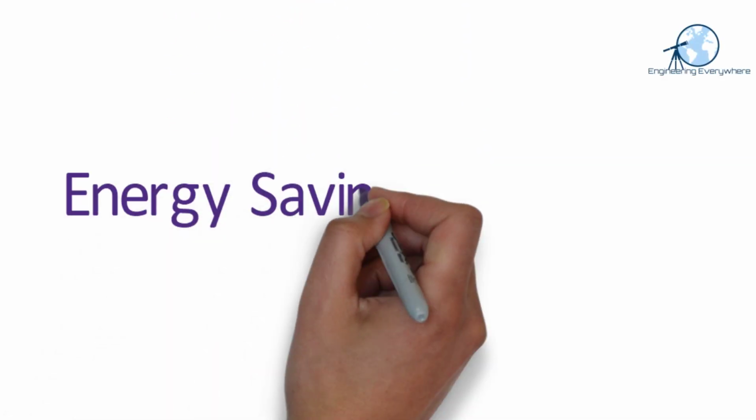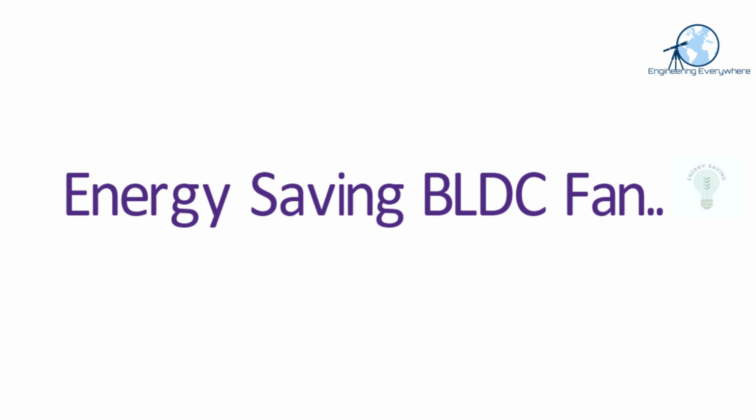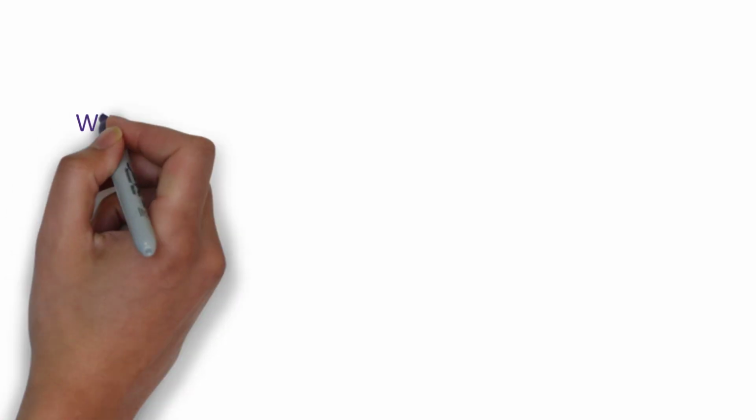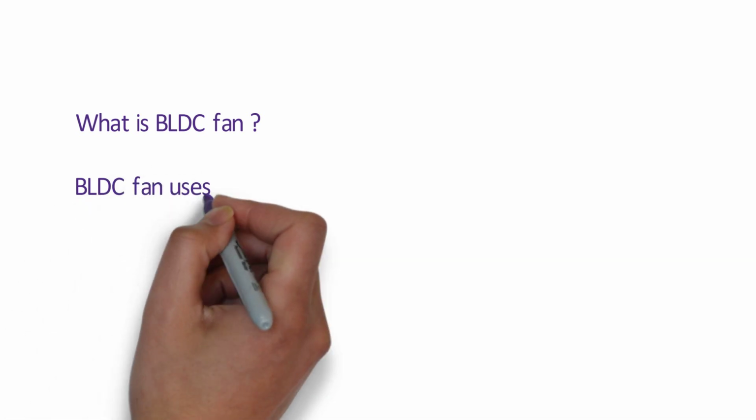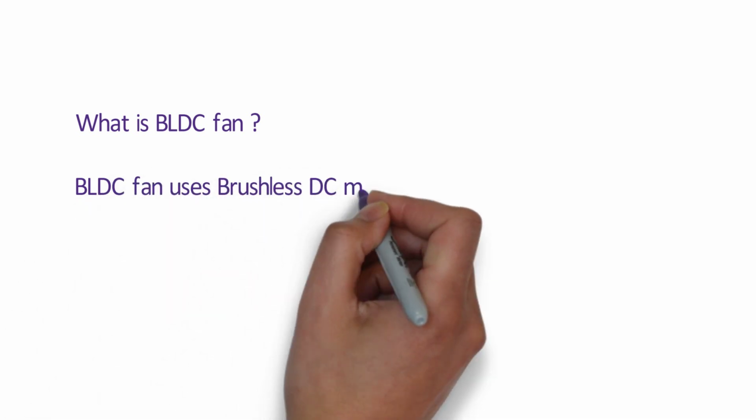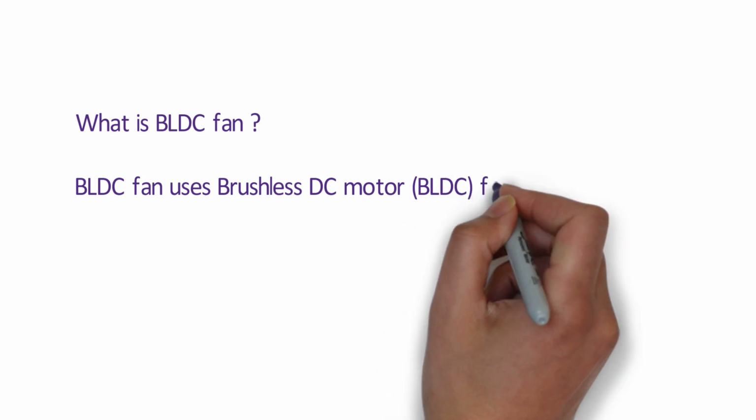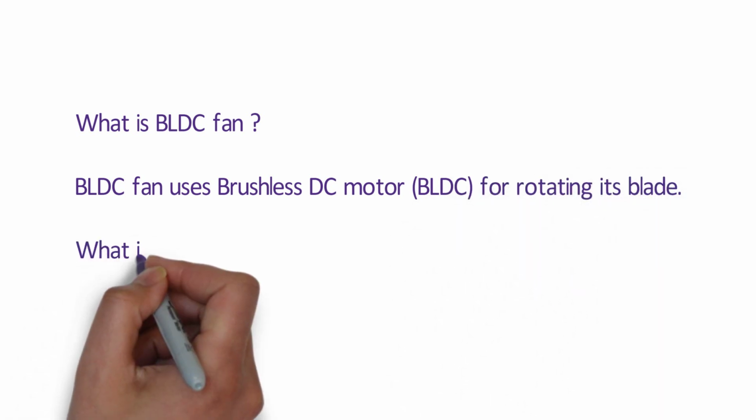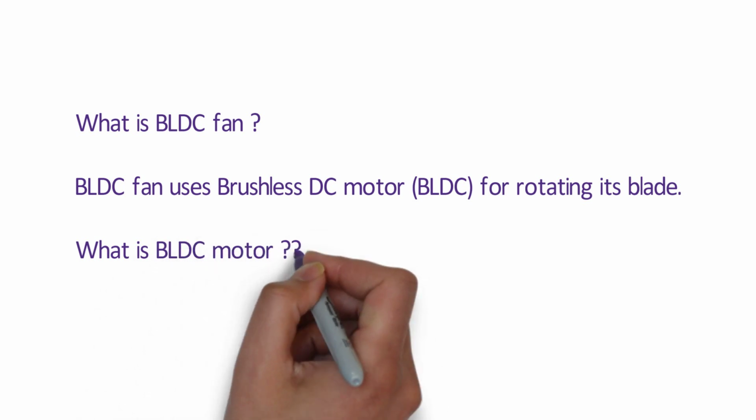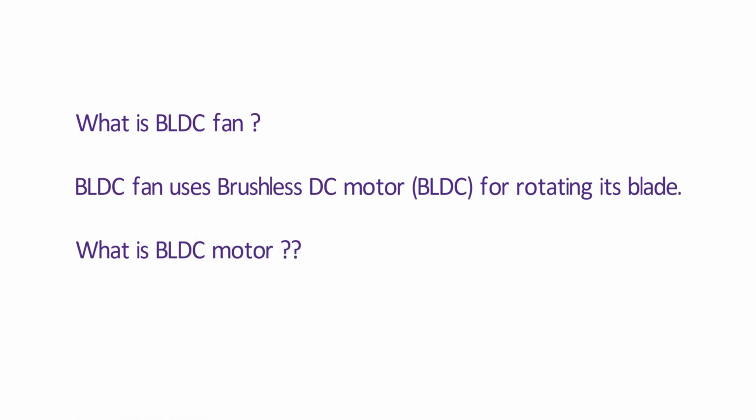In this video, we are going to see energy saving BLDC fan. First, we have to understand what is BLDC fan. The answer is BLDC fan uses brushless DC motor for rotating its blade. Unlike AC fan, which uses conventional AC induction motor for rotating its blade. Obviously, the next question that comes to our mind is, what is BLDC motor?